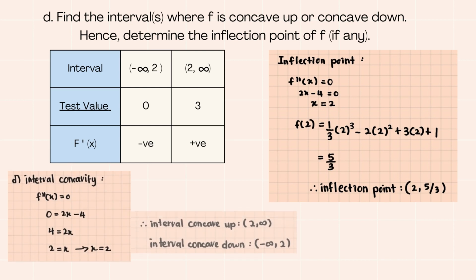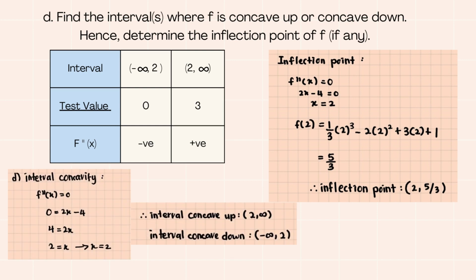To find the concavity, we will need to use the second derivative. Then set f double prime x equal to 0 to find x, which is the inflection value. The inflection value is equal to 2. Then use the test table to find the concavity. Pick a number in each interval for the test value. 2 to infinity is the interval of concave up, and negative infinity to 2 is the interval of concave down.